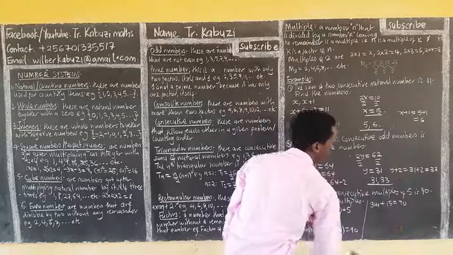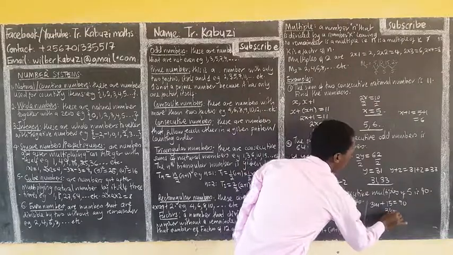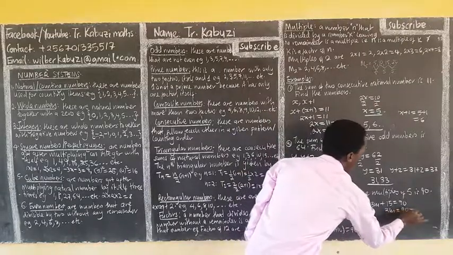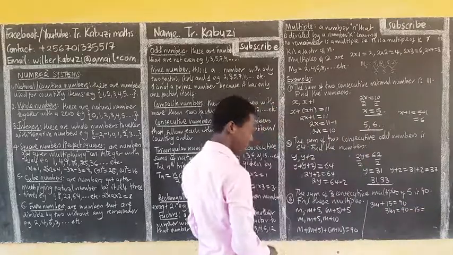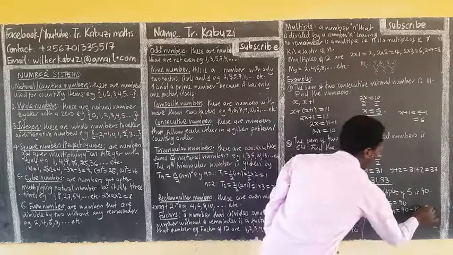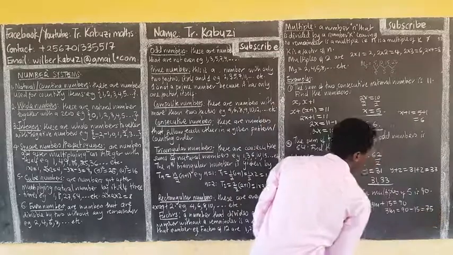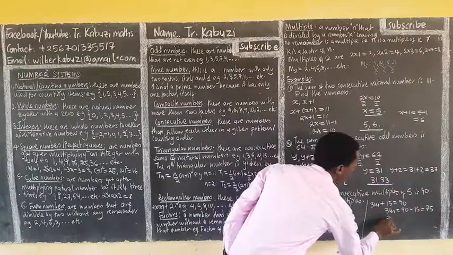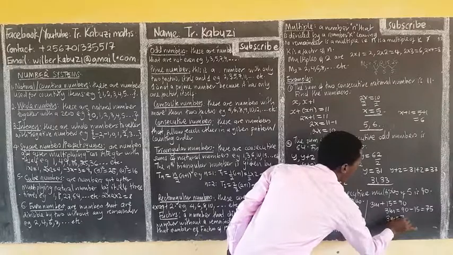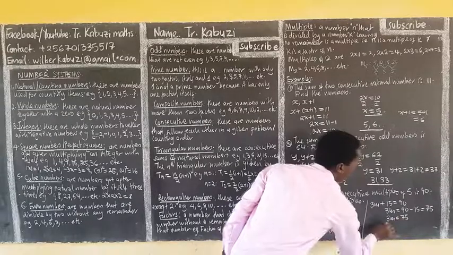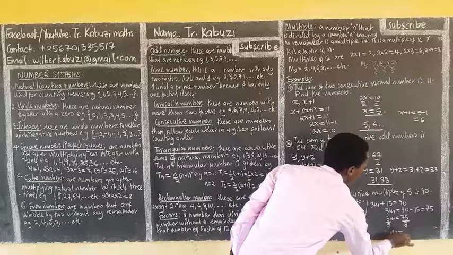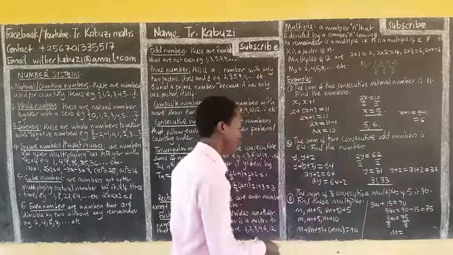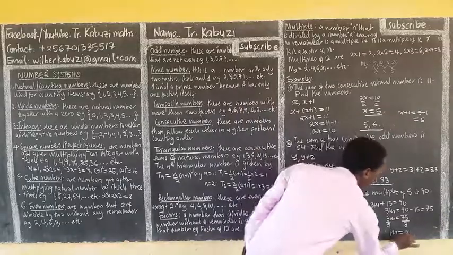Subtract 15 both sides. You get your 3m equaling 90 minus 15. Subtracting 15 from 90, we get 75. So now 3m is equal to 75. Divide by 3, divide by 3. Our m, when you divide that, you get 25.